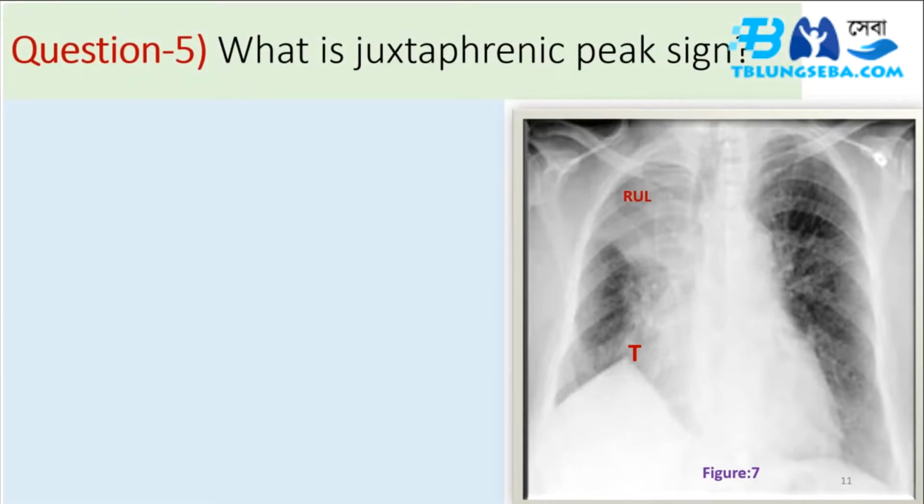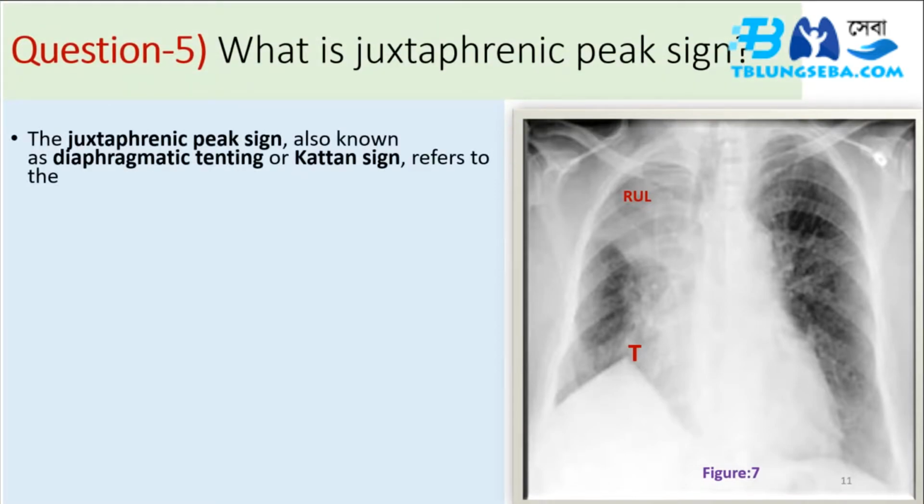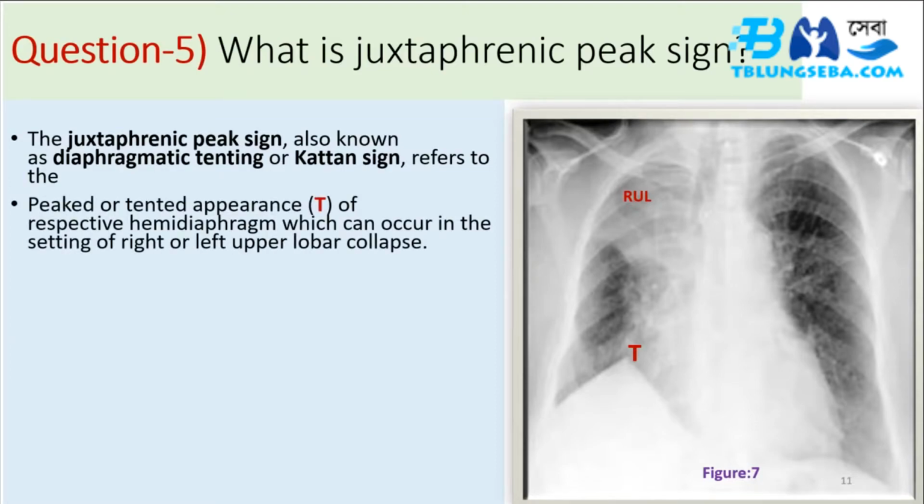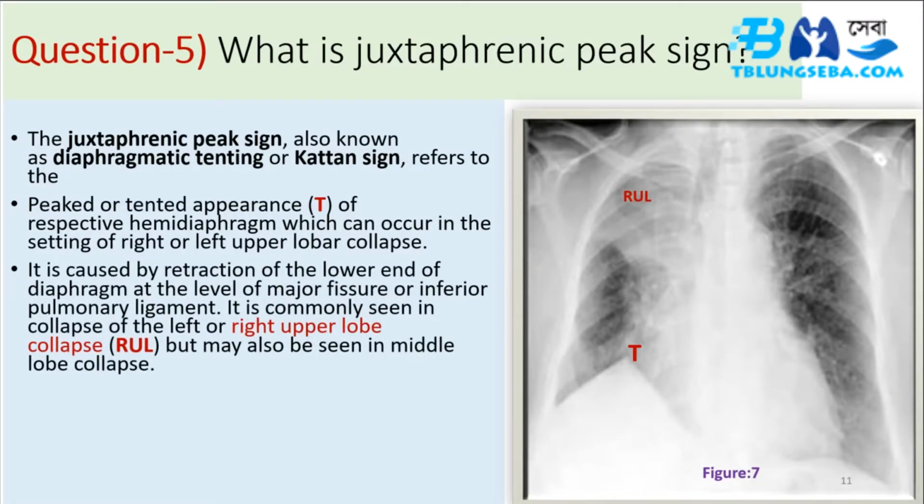Question 5. What is the juxtaphrenic peak sign? The juxtaphrenic peak sign, also known as diaphragmatic tenting or Katz sign, refers to the peaked or tented appearance, T, of the respective hemidiaphragm, which can occur in the setting of right or left upper lobar collapse. It is caused by retraction of the lower end of the diaphragm at the level of the major fissure or inferior pulmonary ligament.